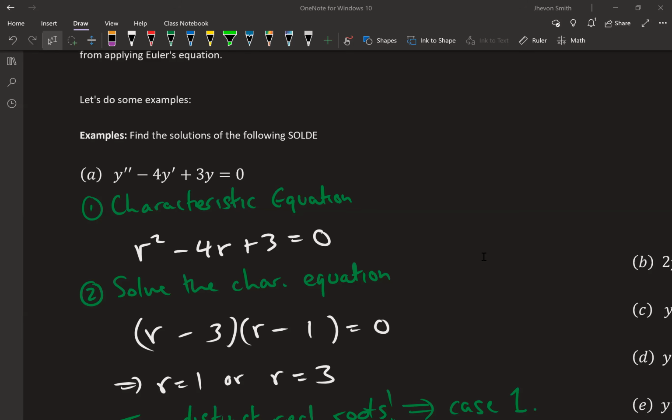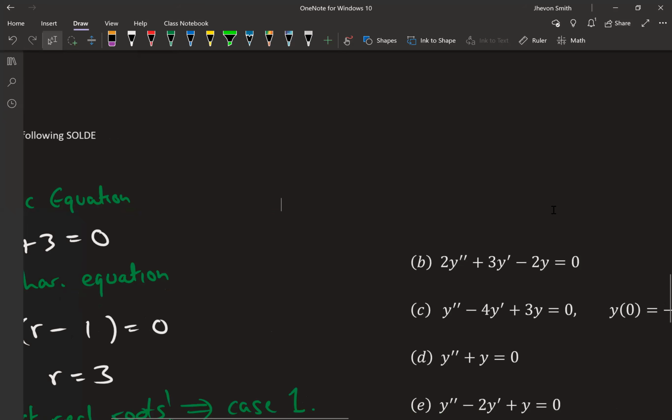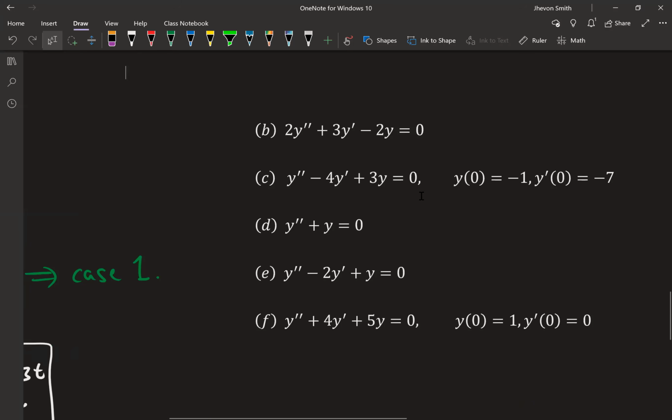So the 1 and the 3 are our R values. We plug that in the e to the rt, and then we combine them. We form a linear combination of them, and that's going to be the solution. So when it comes to these guys, there's no catch. The catch comes in when we look at a more complicated type of equation. But for these types, that's all they're going to be.